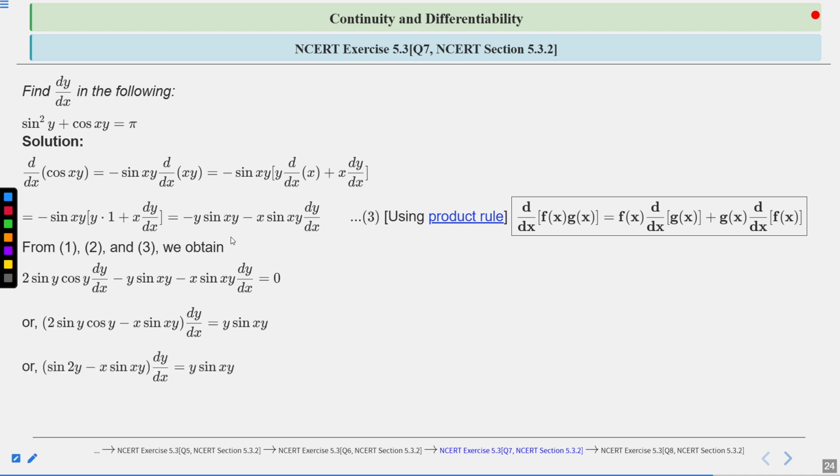Which is equal to, or like, sin 2y minus x sin xy dy by dx, which will be equal to y sin xy. Clear? Hence dy by dx will be equal to y sin xy upon sin 2y minus x sin xy, right? This will be the right answer. Okay, let us move to the next question.